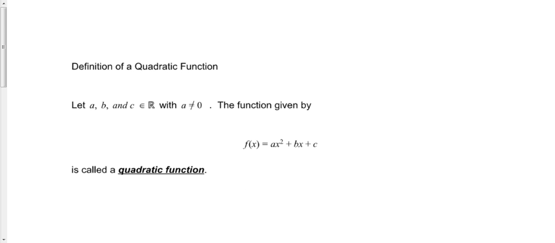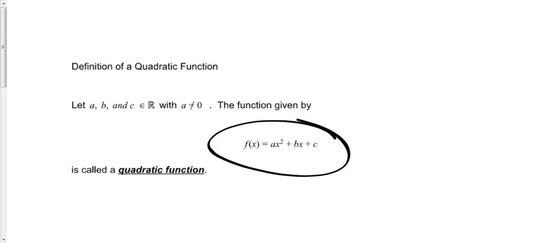Definition of a quadratic function. You know and love this one. Definition of a quadratic function is ax squared plus bx plus c. That is called a quadratic function. Do I expect you to memorize this one? Oh yes, I do. Oh yes.